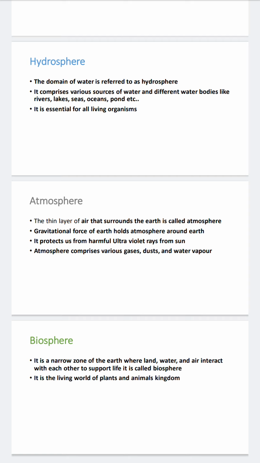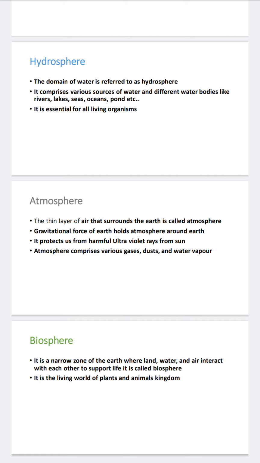The gravitational force of the earth holds the air, or atmosphere, around the earth. The force which helps to hold the air around the earth is called gravitational force. This atmosphere also protects us from the harmful ultraviolet rays of the sun. The sun releases very dangerous UV rays, which are blocked by the atmosphere, especially the ozone layer.